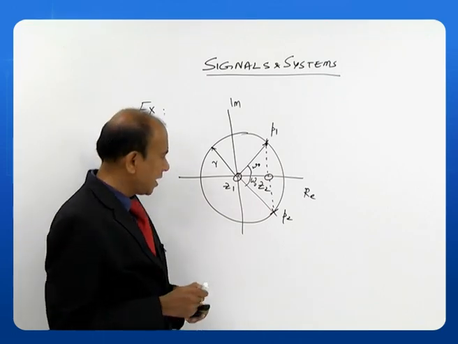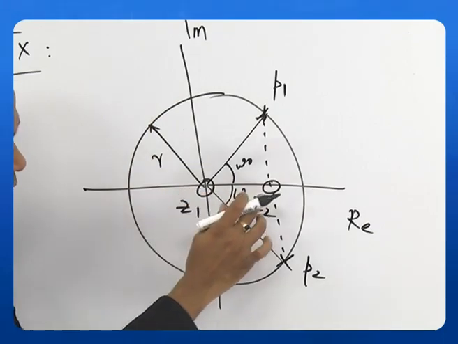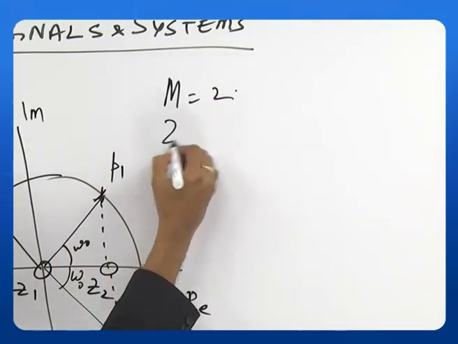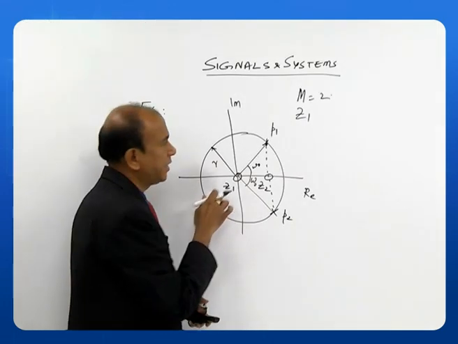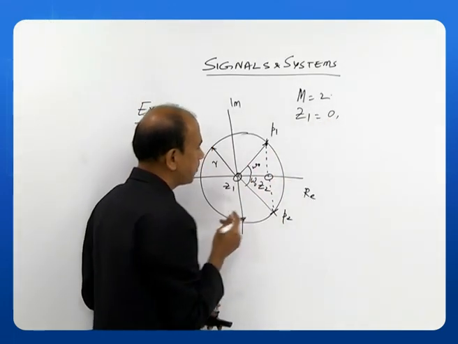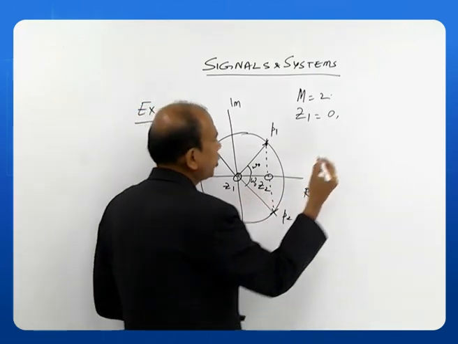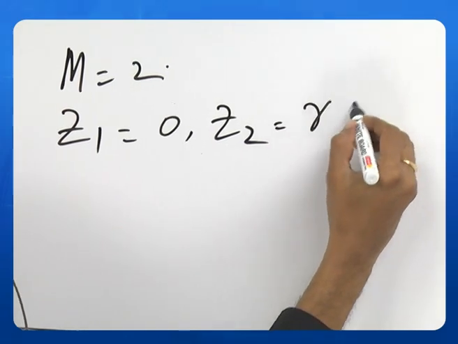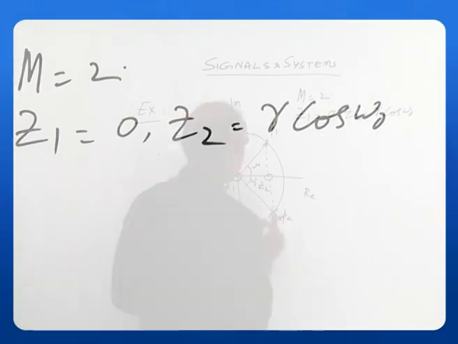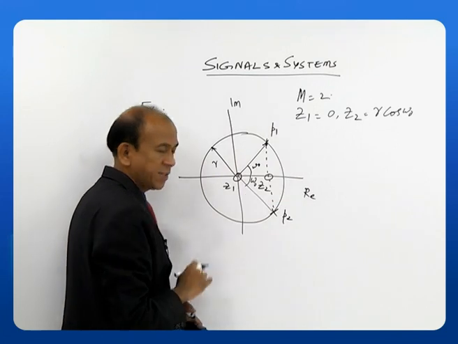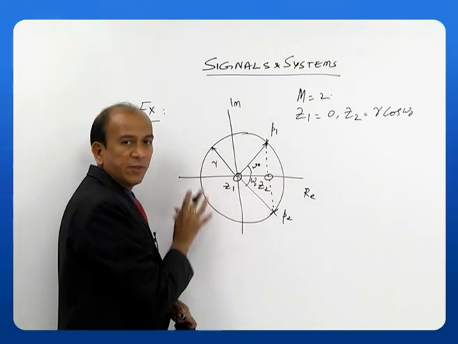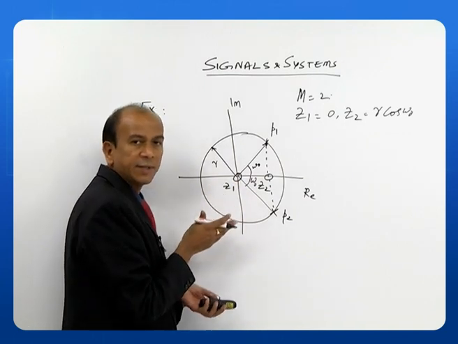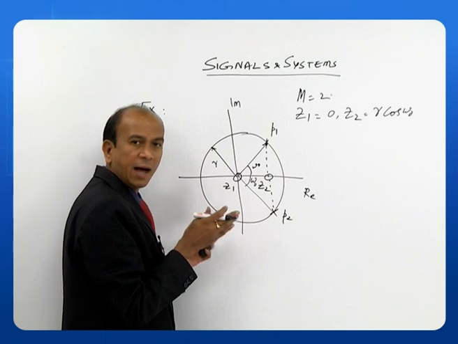If you look at this, I have two zeros. So the number of zeros is how much? Let us say m is equal to 2, and they are z1 and z2. z1 is existing at 0, and the other one, z2, is present here and is given by r cos omega naught, because this is existing at this particular point. r is the radius of this circle, and if r tends towards 1 it becomes the unit circle, but r is not given as 1, so we have to retain that r as r itself.